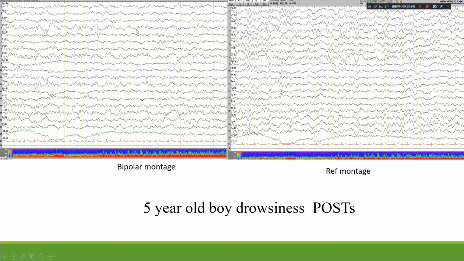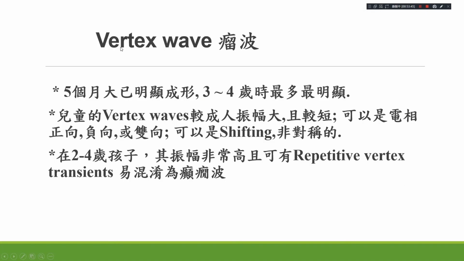So you can see here in a 5-year-old boy, you can see the post here. Sometimes biphasic, sometimes it goes down, and when we do the A1, A2 referential montage, it usually goes down. And the vertex sharp transient is also a pitfall of EEG reading in children. At 5 months of age, it has usually already gradually appeared, and the most prominent will be at 3 to 4 years.